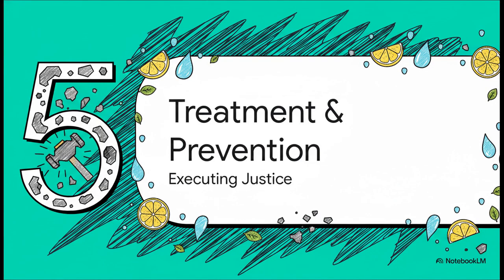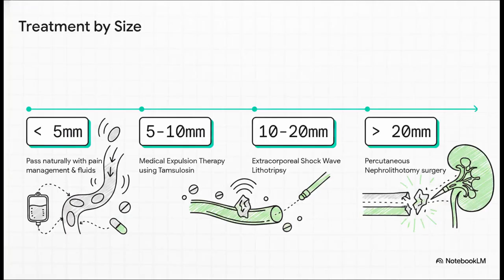Okay, the final piece of the puzzle, Section 5, treatment and prevention. This builds a treatment escalation timeline based entirely on the physical size of the stone. If it's under 5 millimeters, it will likely just pass naturally. We support the patient with NSAIDs, opioids for that severe pain, and IV fluids if they're vomiting. If it's 5 to 10 millimeters, we use medical expulsion therapy.